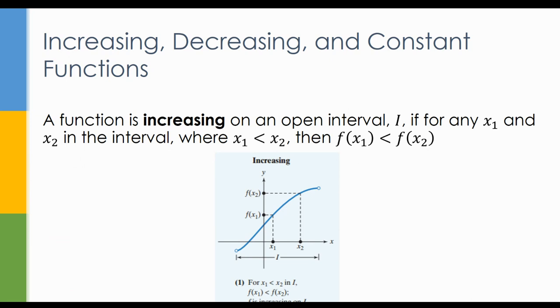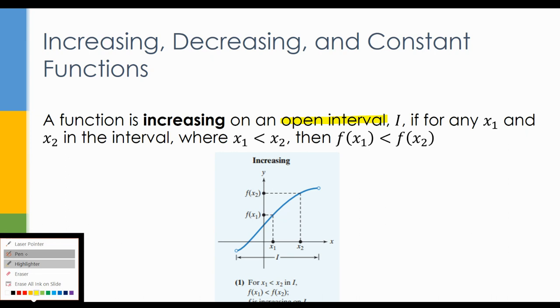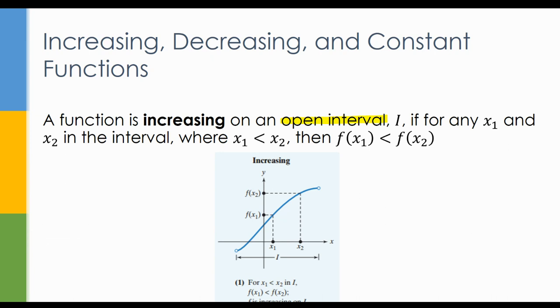A function is increasing on an open interval I if for any x1 and x2 in the interval, where x1 is less than x2, then f of x1 is less than f of x2. One thing that I really want to point out here is the fact that it says an open interval. Remember, when we're talking about interval notation, when it's open, that means that it's not actually included. And so notice that in the picture, you can see that there are open circles. And so we have to be thinking about parentheses. So anytime I'm talking about interval notation as far as what is increasing, then we have to have parentheses around it. We will never use brackets.